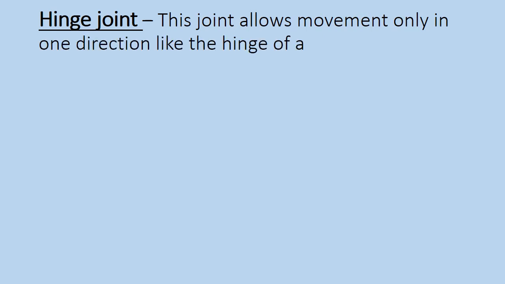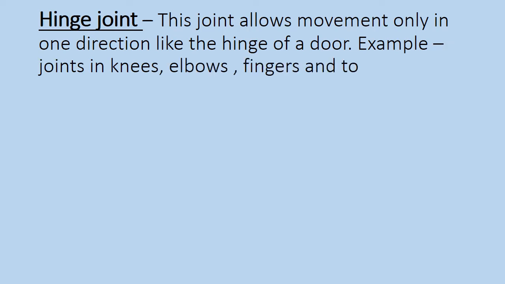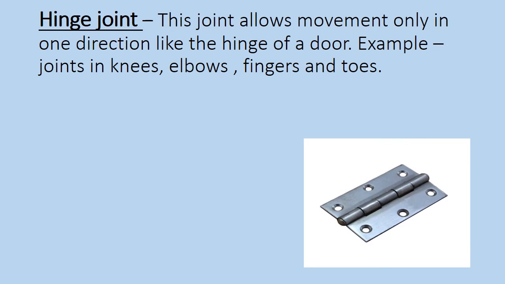Students, have you ever noticed the hinge of a door? You might have noticed that a hinge allows the door to move only in one direction. In the same way, we also have some hinge joints in our body. These joints allow movement only in one direction, like the hinge of a door. Our knees, elbows, fingers, and toes are all examples of hinge joints. We can move them only in one direction.